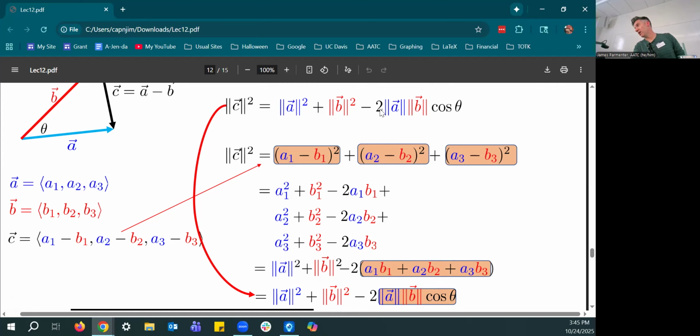So the thing that we said was the dot product of A and B is actually equal to A1 times B1 plus A2 times B2 plus A3 times B3. It's kind of neat. I think it's really neat, actually.